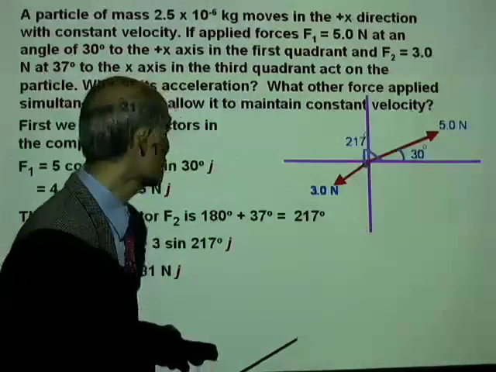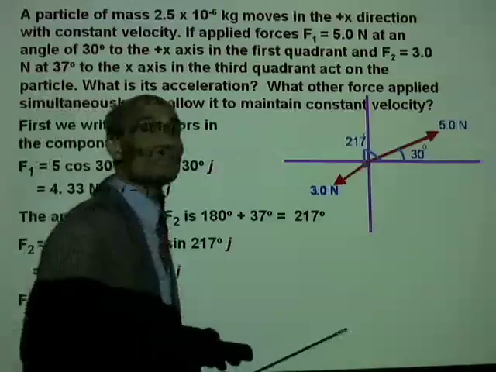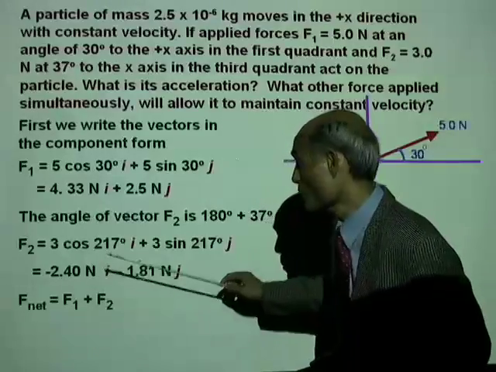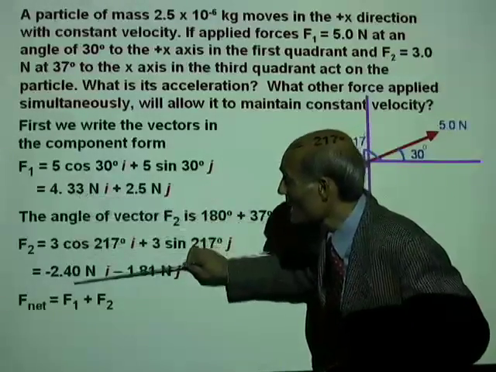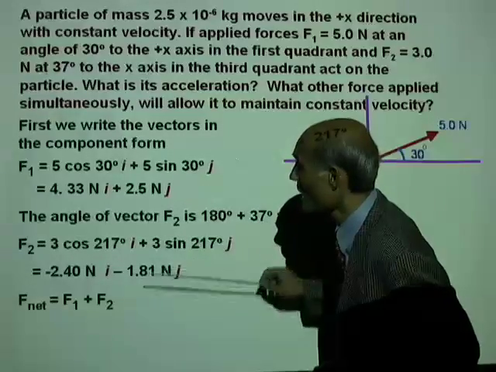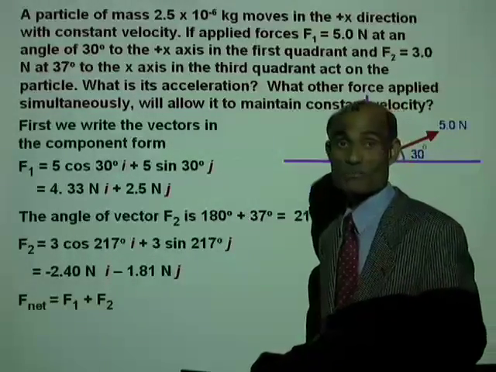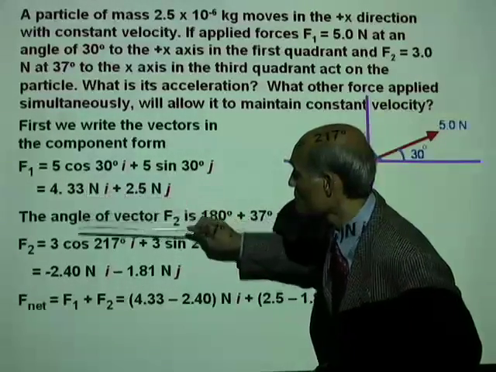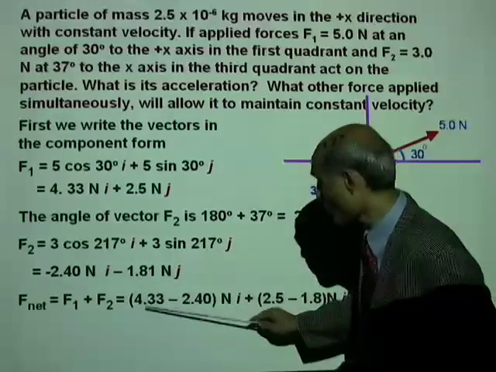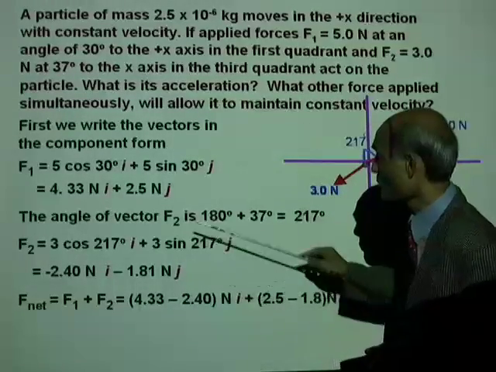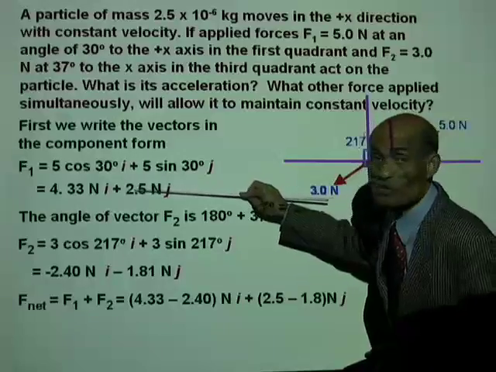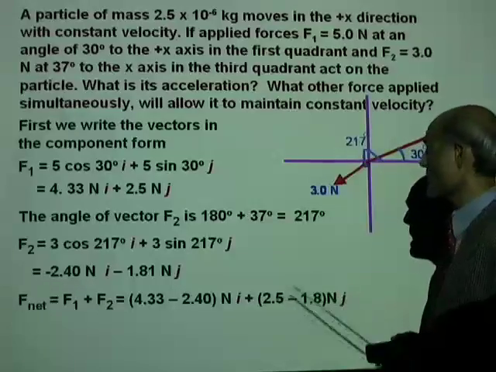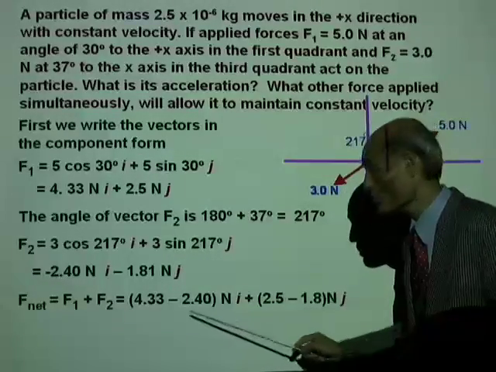Can you add these forces now? Yes. The net force F net is F1 plus F2. So in adding, we add the x components and then the y components. You are familiar with it, is that right? So adding the x component, you get 4.33 Newton minus 2.4 Newton I plus adding the y components 2.5 Newton minus 1.81 Newton J, and this is the net force.